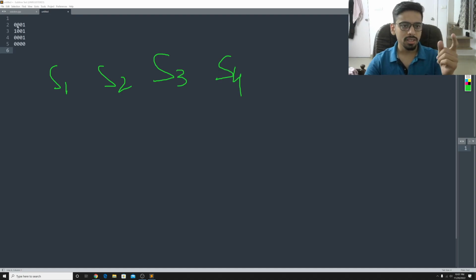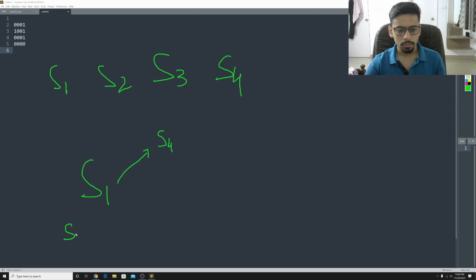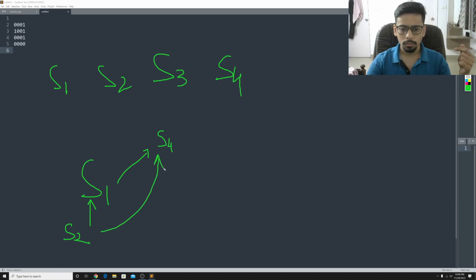So given this matrix, it is quite obvious that set 1 is a subset of set 4. Then set 2 is a subset of set 1, only reading through the matrix. Set 2 is also a subset of set 4. Then let's see, set 3 is a subset of set 4.